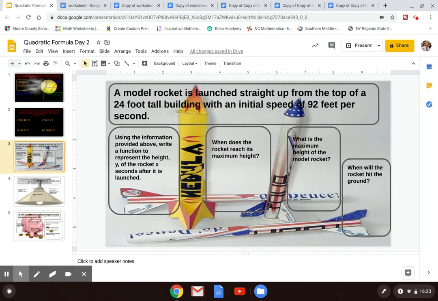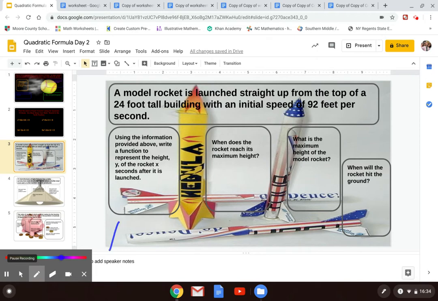So let's go to this slide here, number 3, and we're going to again start where we left off yesterday with again writing a function and using the quadratic formula to find these different answers for objects that are in motion. Okay, so let's read our scenario here. It says a model rocket is launched straight up from the top of a 24-foot tall building with an initial speed of 90 feet per second. So the first block is using the information provided above to write a function to represent the height y of the rocket x seconds after it is launched.